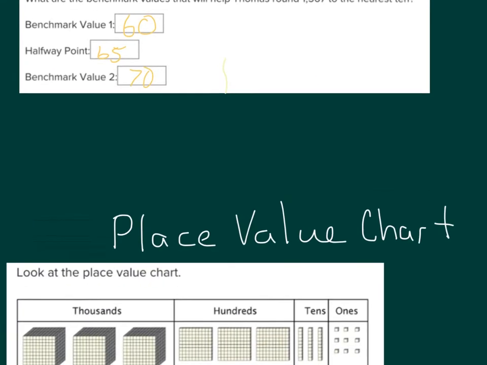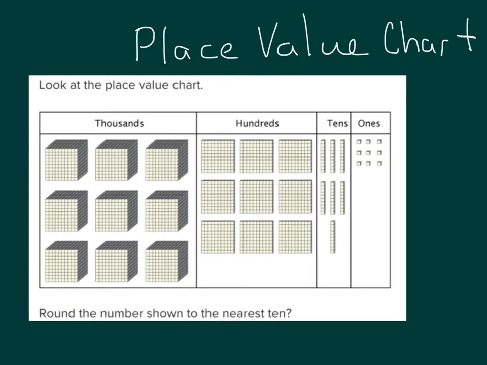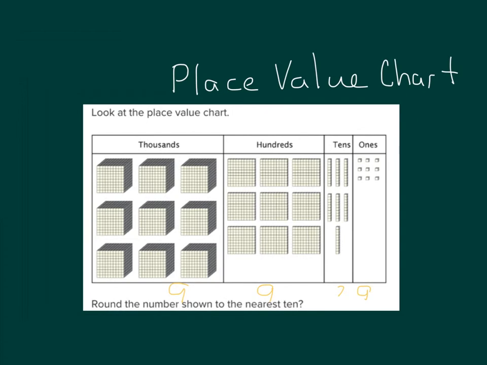All right, move on. So we're going to learn how to use a place value chart to do rounding. So let's take a look at this problem. We are going to be rounding this number to the nearest 10. First off, this number is 9,979. I'm going to write that down underneath.